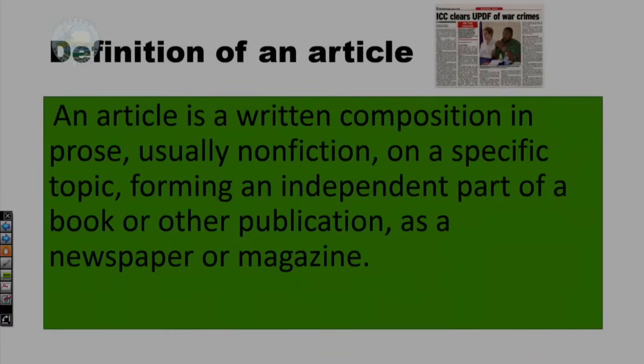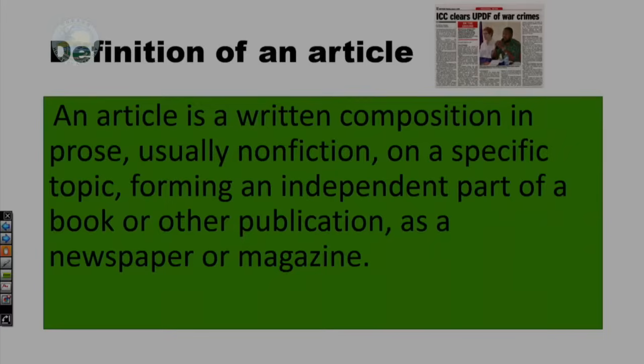What exactly is an article? Simply put, an article is a written composition in prose, usually nonfiction, on a specific topic, forming an independent part of a book or other publication such as a newspaper or magazine. It is usually a written composition.